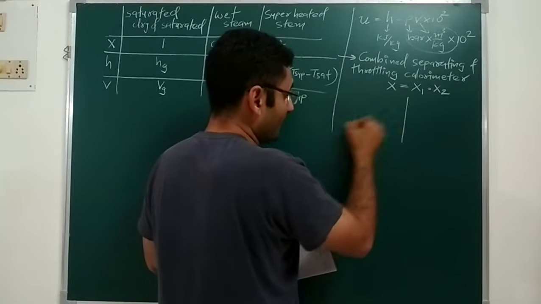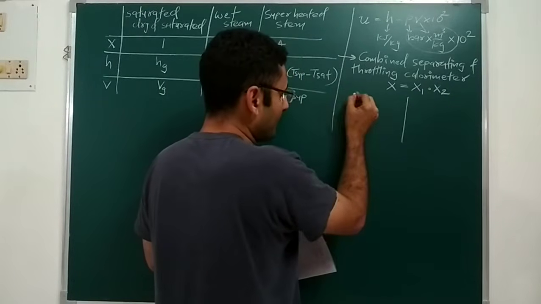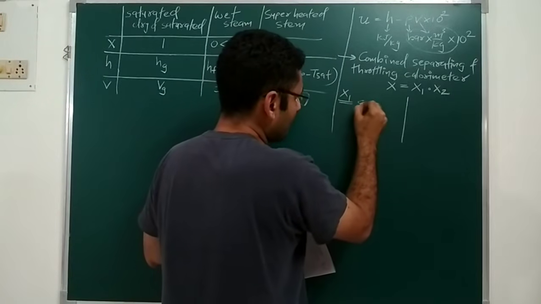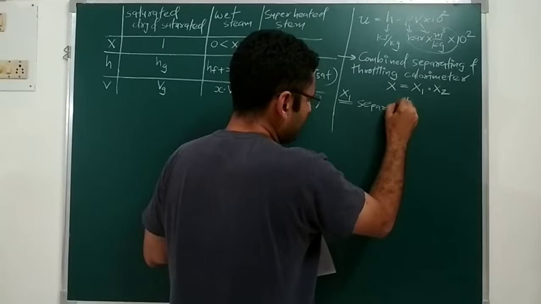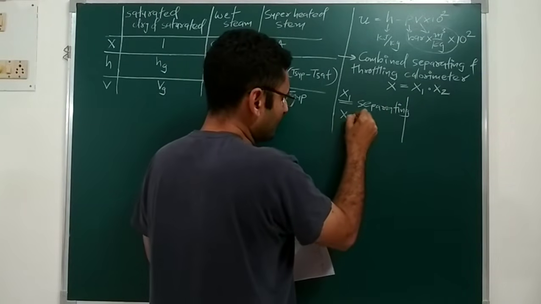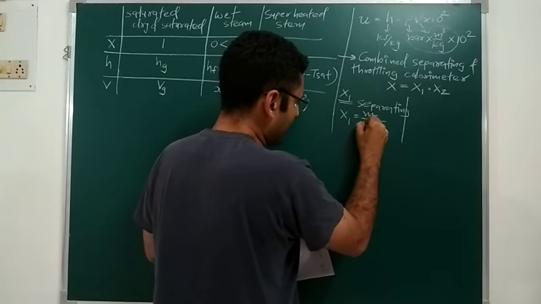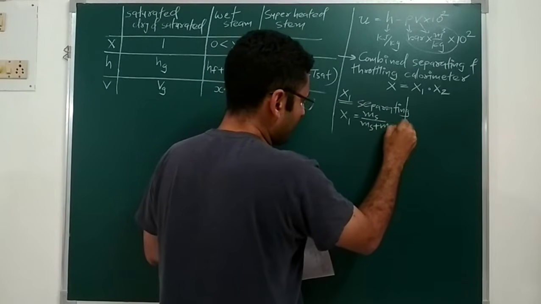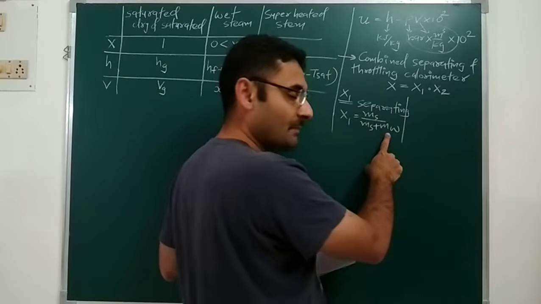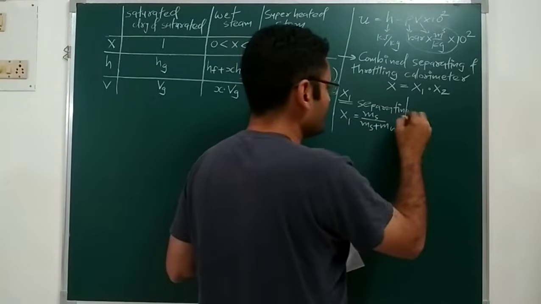How will you find out x1? First of all, find out x1. You will find x1 with the help of a separating calorimeter. With the help of the separating calorimeter, how will you find the value of x1, which equals ms divided by ms plus mw, where ms is the mass of steam, which is given in your numerical, and mw is the mass of water, which is also given in your numerical.